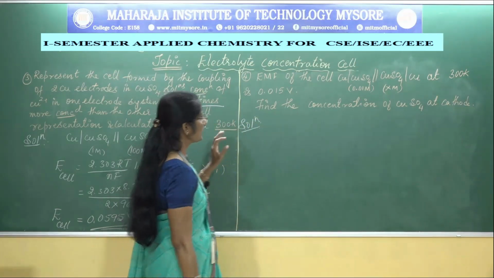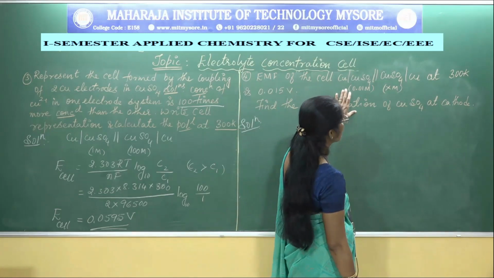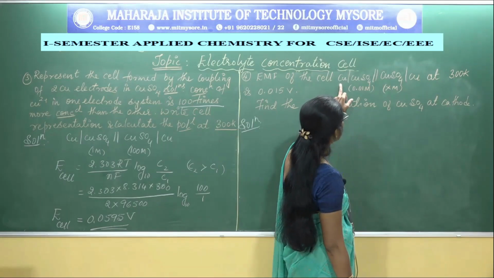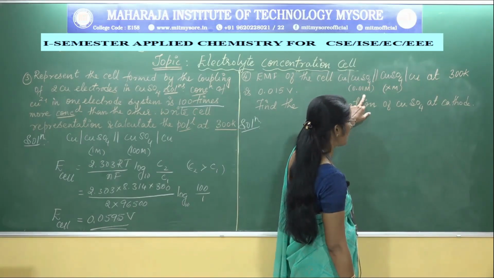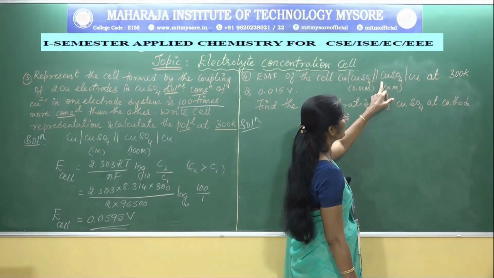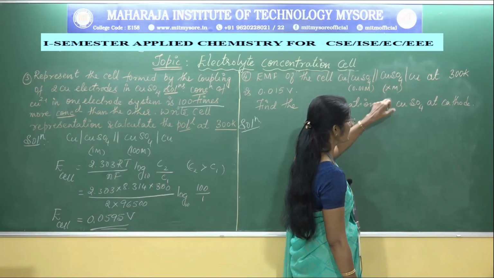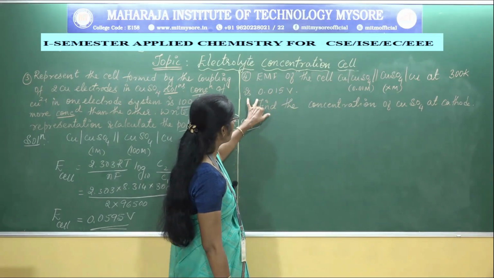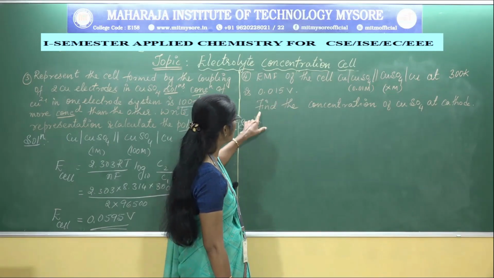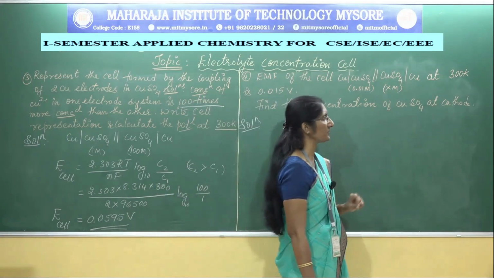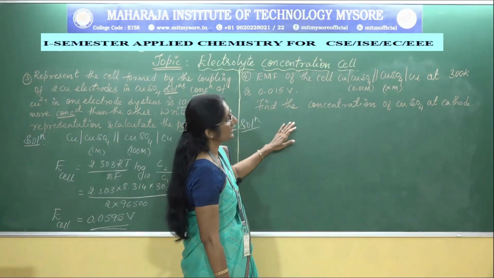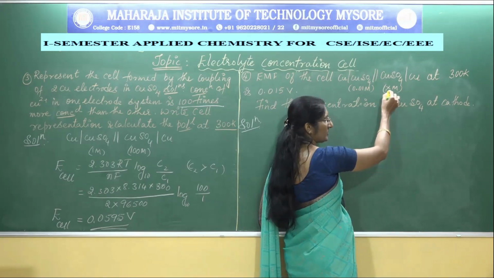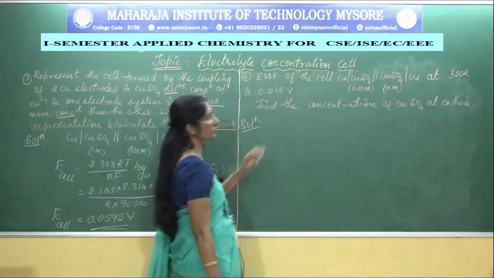Next problem. Observe the EMF of the cell. They are mentioning the cell representation. It is an example for a copper concentration cell at 300 Kelvin. Copper is in contact with 0.01 molar, but the concentration of copper sulphate at cathode is not mentioned. They are considering this as X molar. They are giving the EMF of the cell. EMF of the cell is 0.0591 volt. Find the concentration of copper sulphate at cathode. Observe that here we have to find out the concentration of copper sulphate at cathode. That means we have to calculate the X value. Then how to solve this problem?